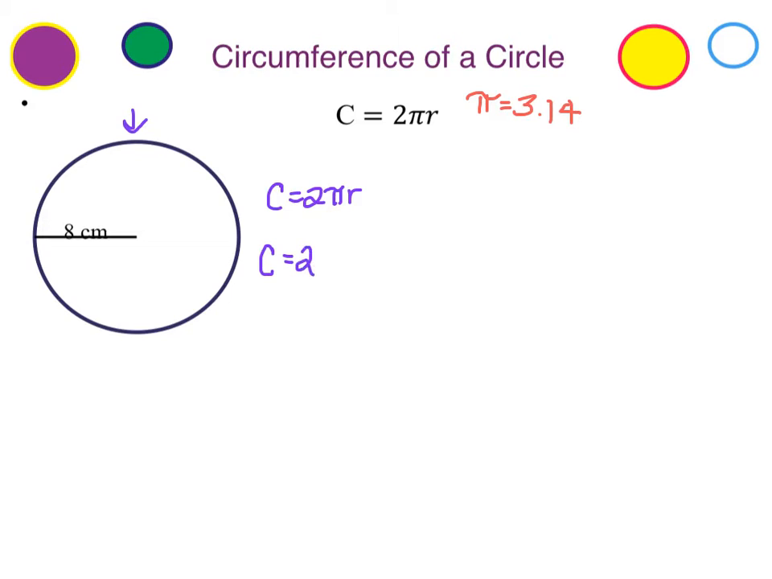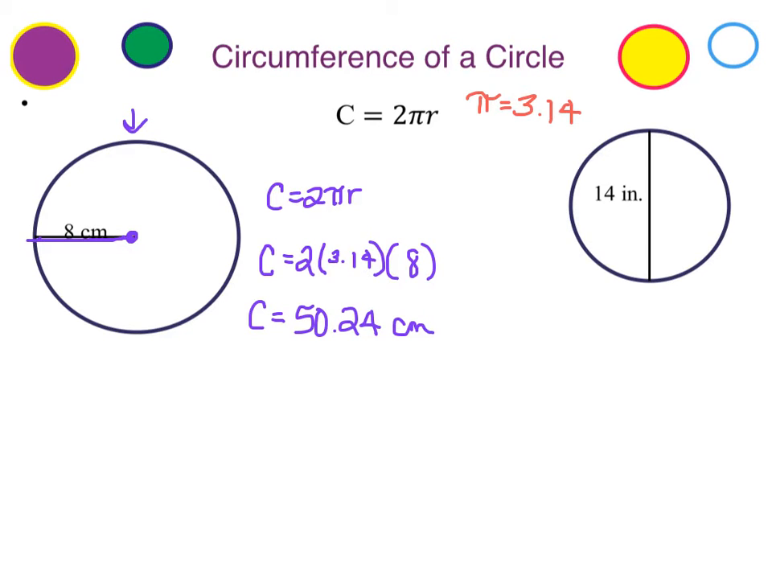In order to find it, I need to multiply 2 times pi, which is 3.14, times my radius. Here I'm given the radius of 8 centimeters. Remember, the radius starts at the center of the circle and extends to the outside. So I'm going to plug in 8 for r. From here, I'm just going to multiply all three numbers. Because remember, when numbers and symbols are all touching, that means multiplication. So when I multiply 2 times 3.14 times 8, I get 50.24 centimeters.